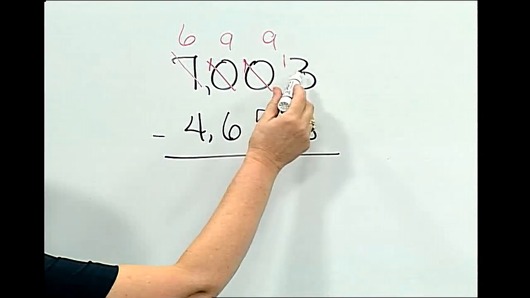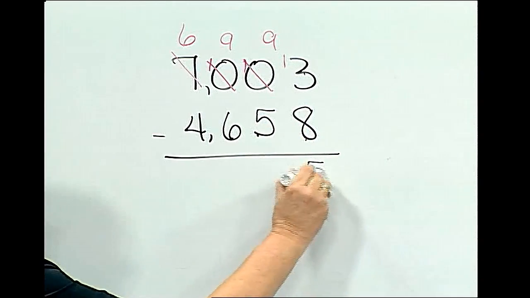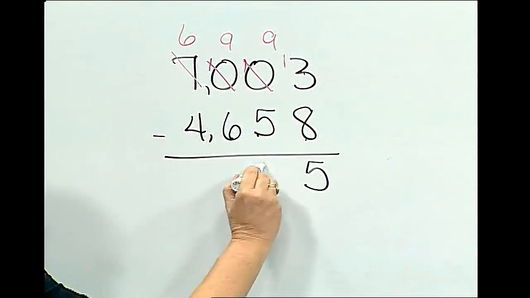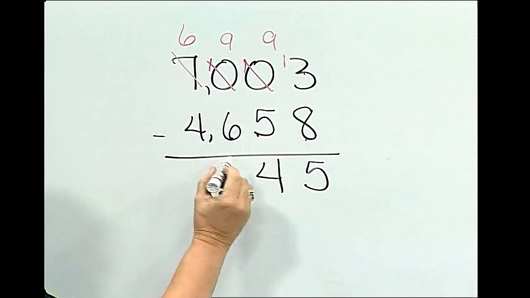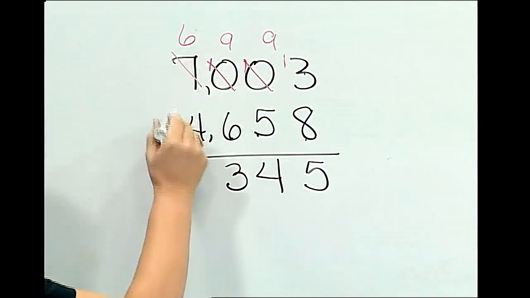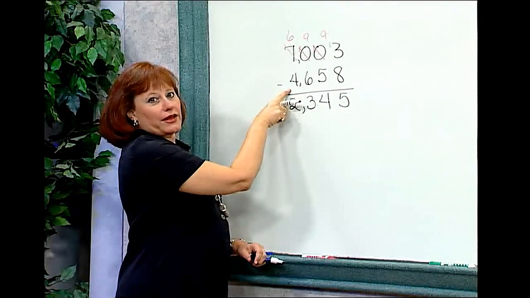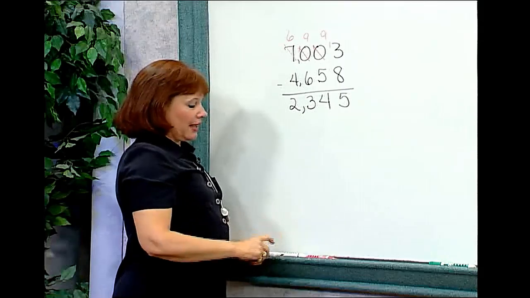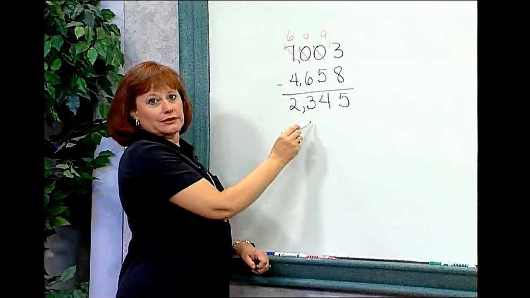We have 13 ones now, more than enough to subtract 8. 13 minus 8 is 5. Moving to the tens column, 9 minus 5 is 4. In the hundreds column, 9 minus 6 is 3. And in the thousands column, 6 minus 4 is 2. We have deducted 4,658 from 7,003. If we want to check our work, we'll add the number that was subtracted to the answer.